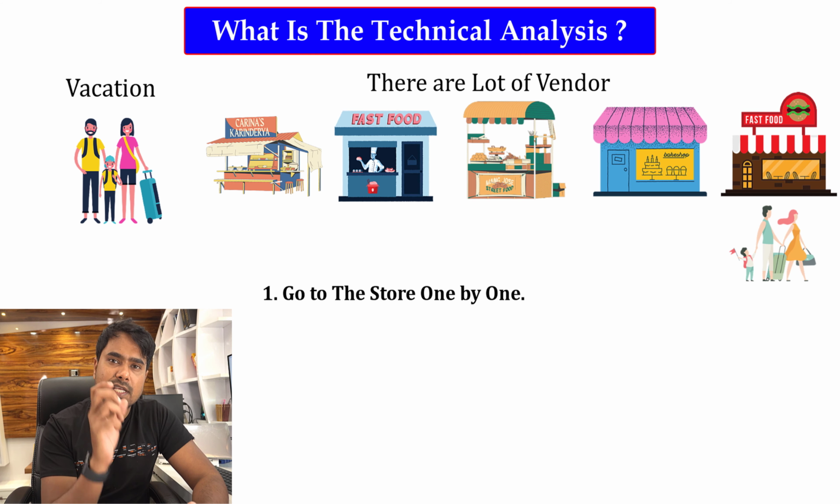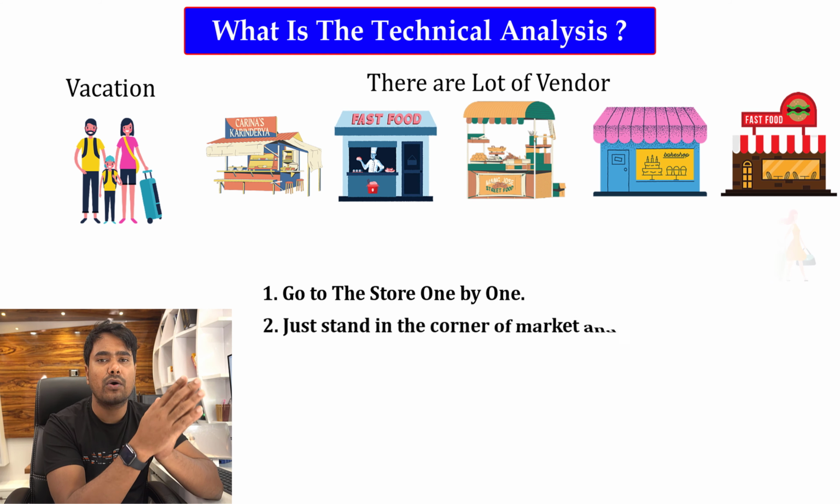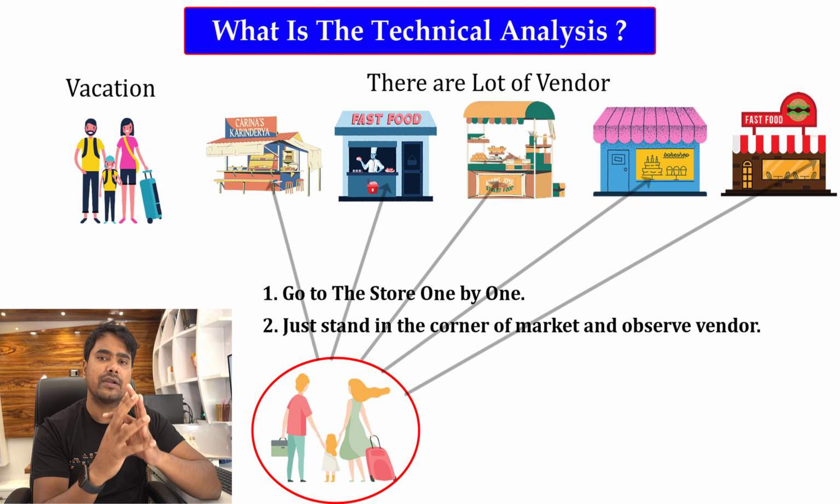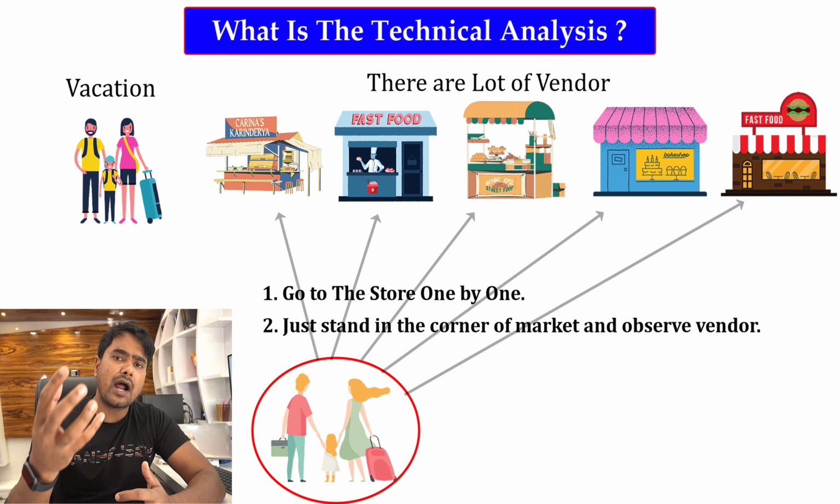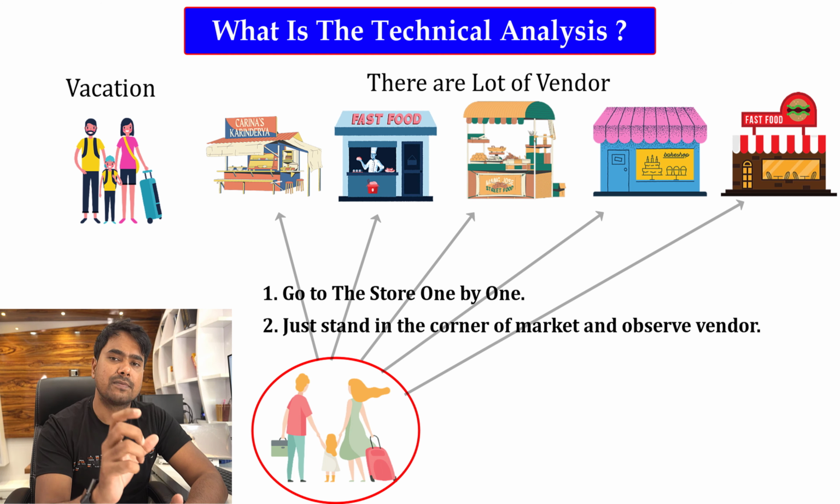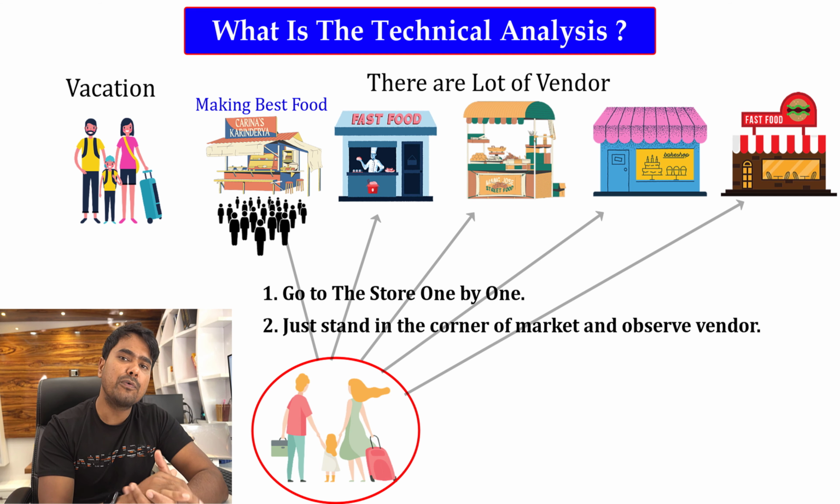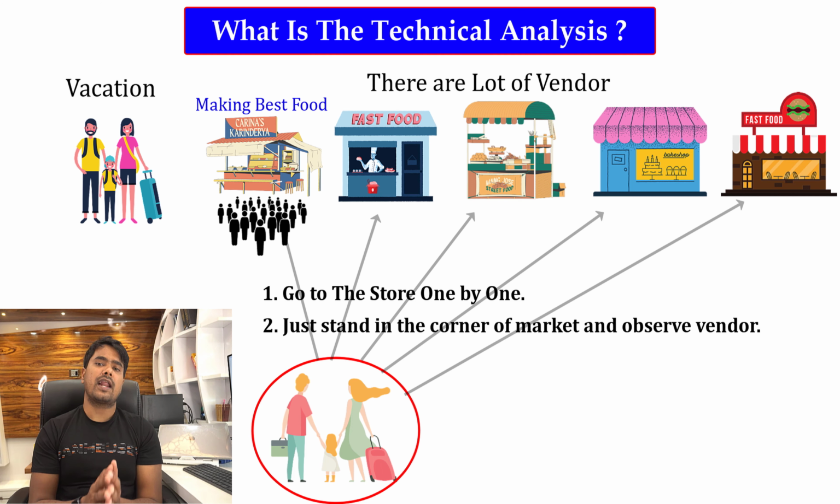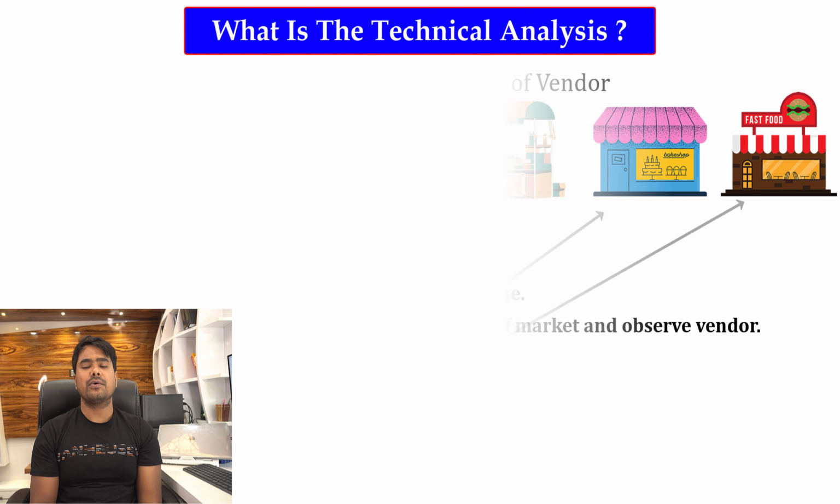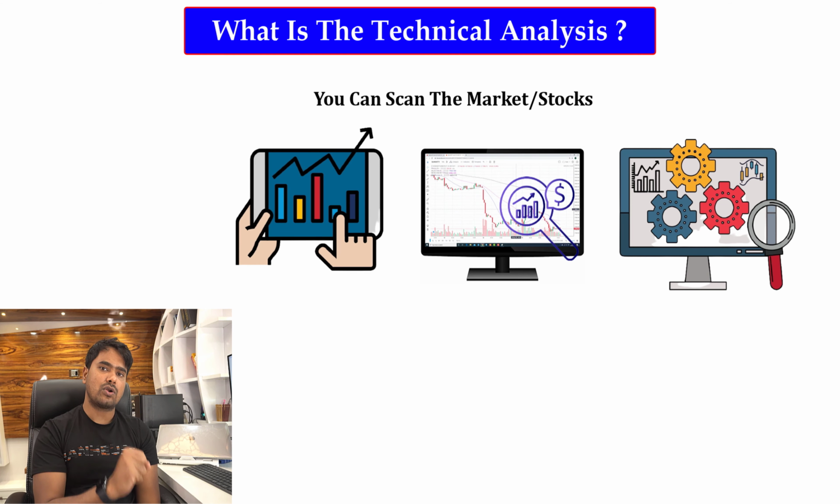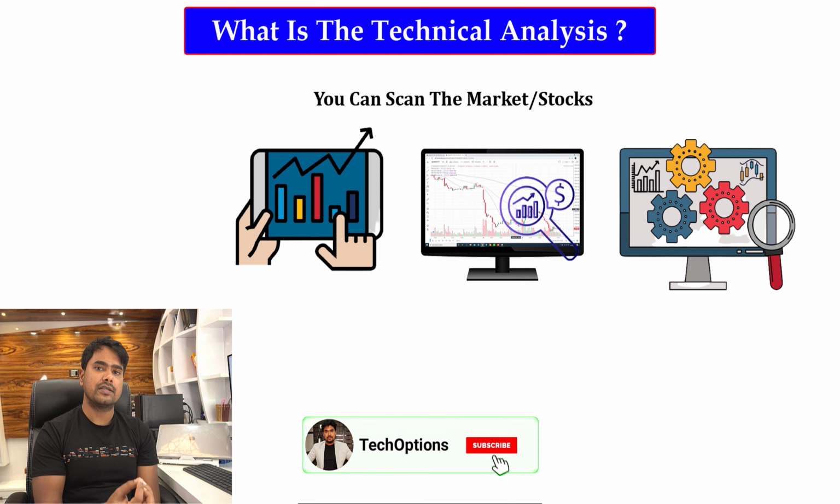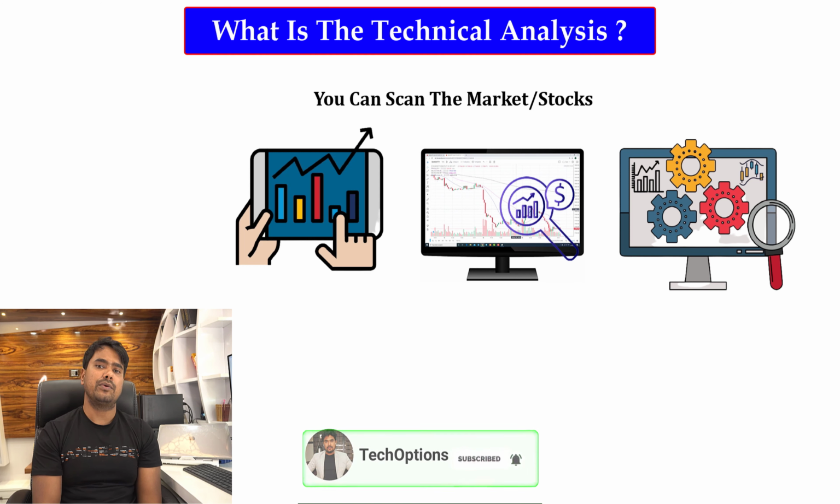But if we talk about the second option, just stand in the corner of the market and observe vendors. Try to find a vendor who is attracting the maximum crowd. Once you find such a vendor, you make an assumption: this vendor is attracting so many customers, he must be making the best food. So based on your assumption and crowd preference, you could go for your dinner to that vendor. So option 2 is like technical analysis. With technical analysis, you can scan the market, you can scan the stocks, see what the people are doing, and what the current trend is with this stock.